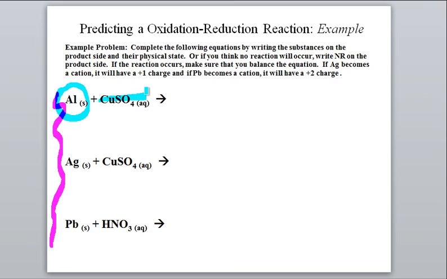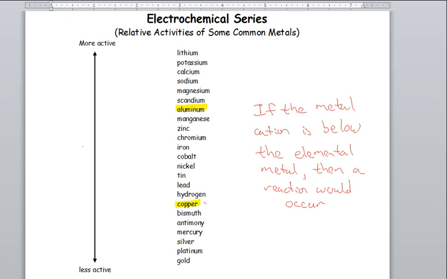So let's go ahead and pause the video. Let's look at our electrochemical chart and predict if a reaction would happen or not. So pause the video and make a prediction. So we're comparing copper to aluminum. It's copper the cation and elemental aluminum. And the cation is below the element, so a reaction will occur.